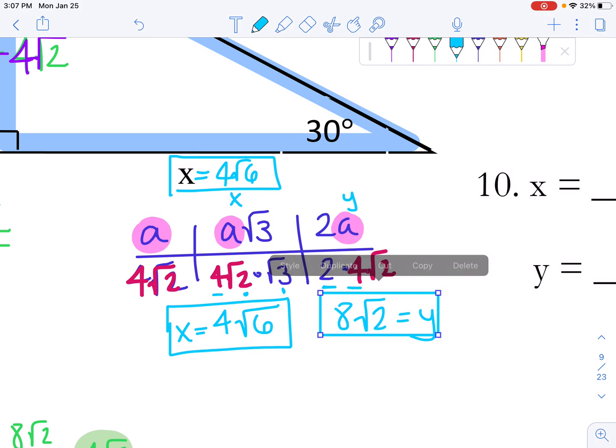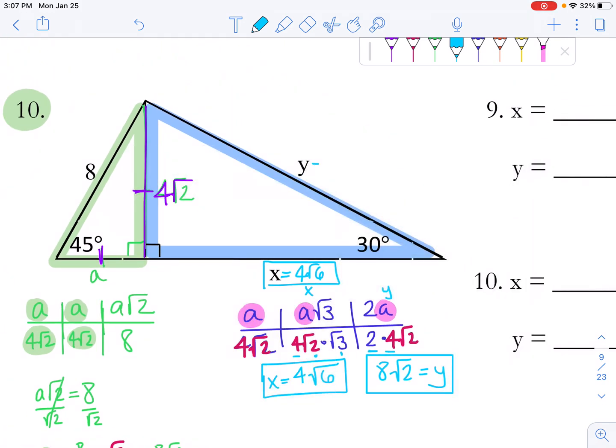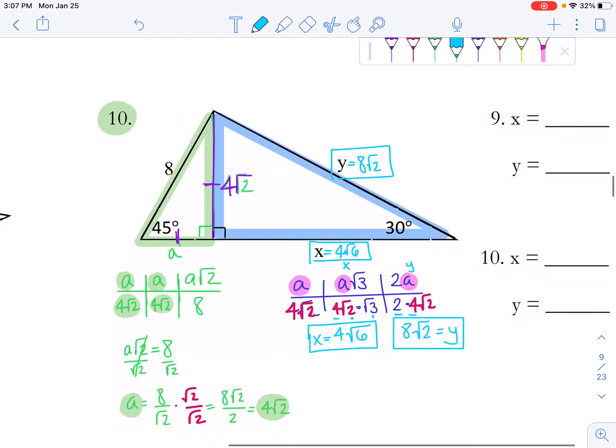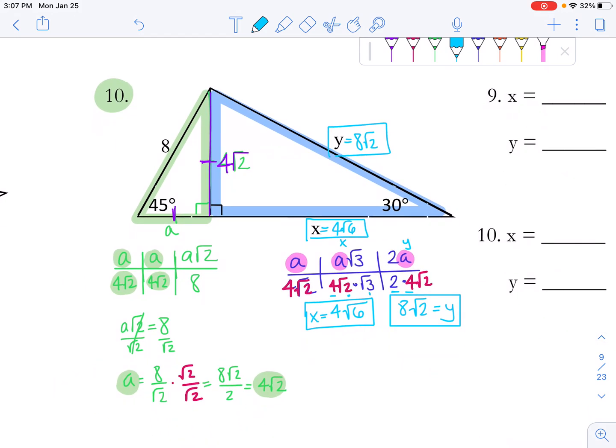And I'm done. The chart really helps keep your values organized so you know what you're looking at and what you're solving for. All right, hope that one helps you in your studying.